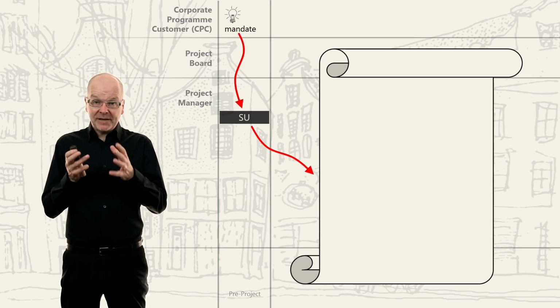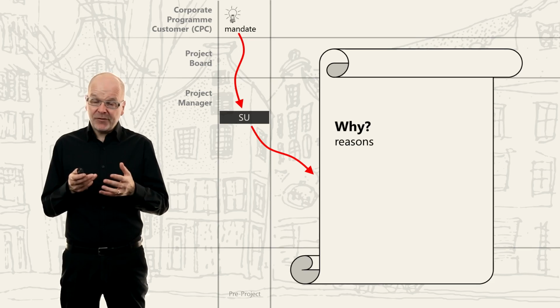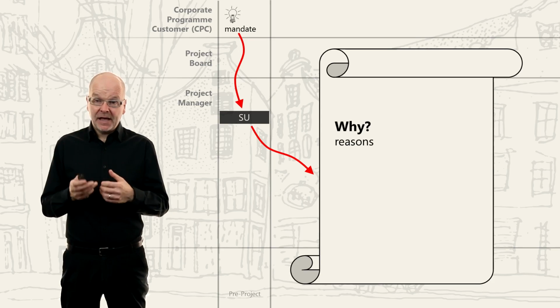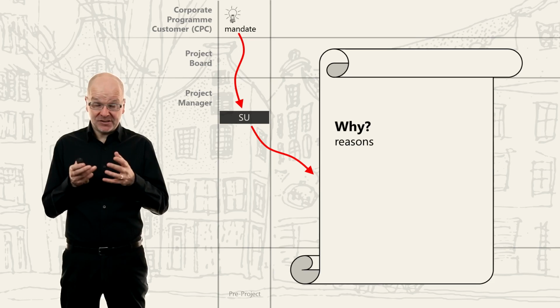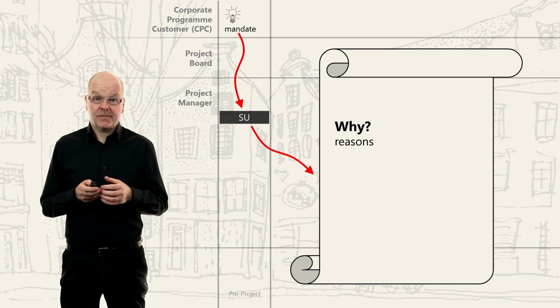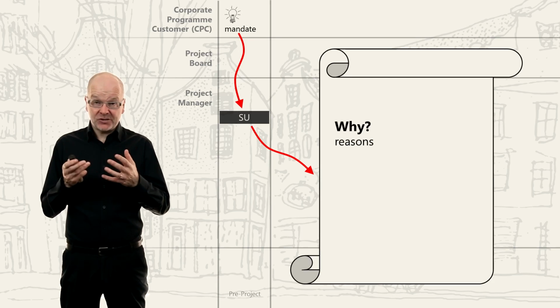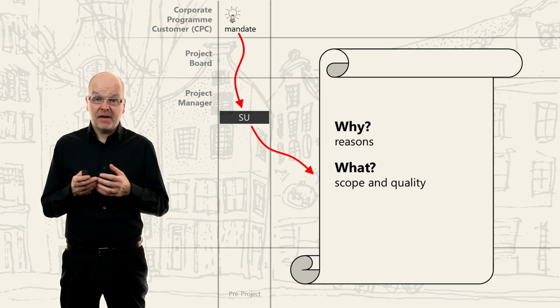Well, they need to be clear about the why, so the reasons for the project. Some information may come from the project mandate, and the project manager can add extra information if needed, or should add extra information if needed. And the project manager will get this information or extract this information from the senior user. The project manager will then also create a description of the main project deliverable. In fact, we call this the project product description.